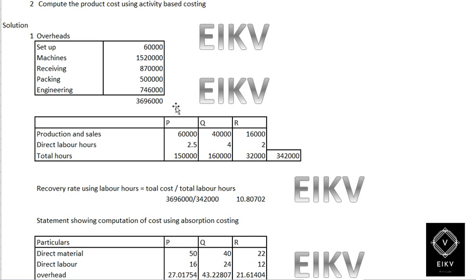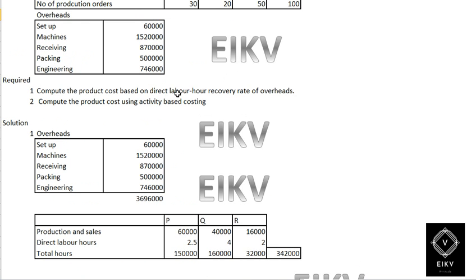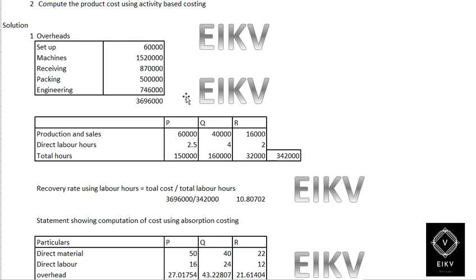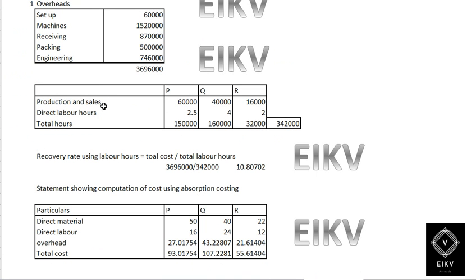Therefore, the total cost is 36,96,000. And the recovery rate should be direct labor hour, so we need to compute the direct labor hours. We have the units sold of each product P, Q and R, which is 60, 40 and 16, and the direct labor hours given in the question, which is 2.5, 4 and 2. When we multiply the units sold with the direct hours, we get the total hours, which is 1,50,000, 1,60,000 and 32,000. Therefore, the total hours will be 3,42,000.